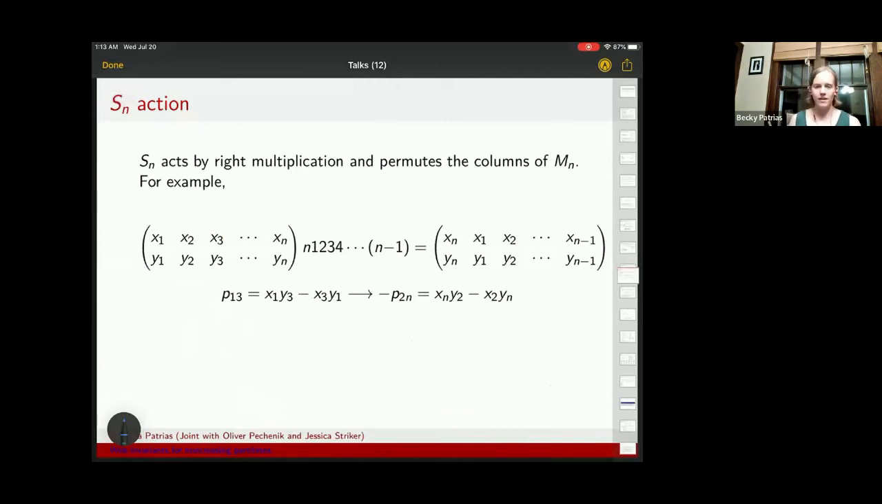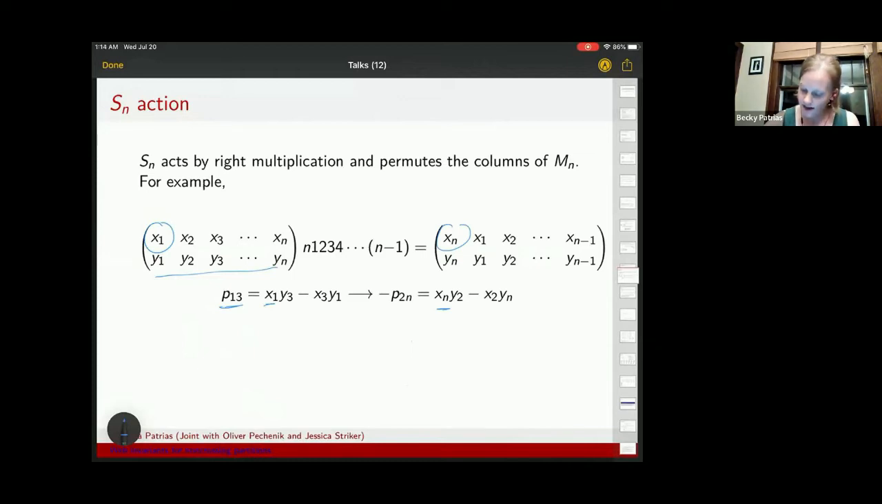And we have one more piece here. We're going to have an Sn action acting on the right. So I can take my matrix of variables and multiply on the right by an element of Sn, and that's going to permute the columns in my matrix. So we have an example of that here. What's going to happen to my P13? I'm going to replace all the X1s with Xn's, etc. And I'm going to get some other polynomial.